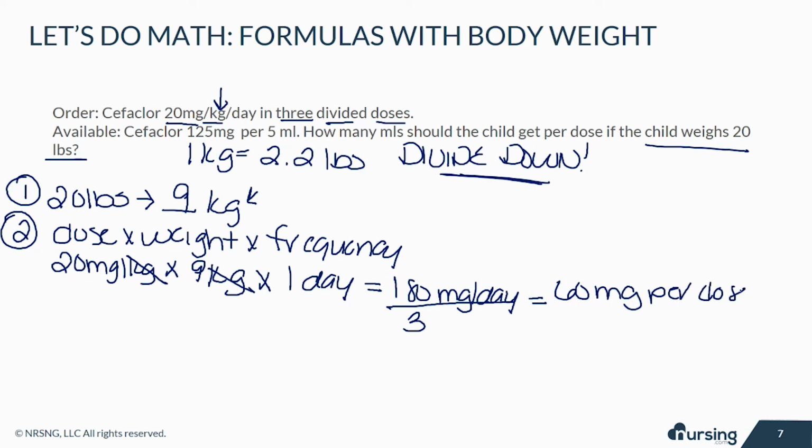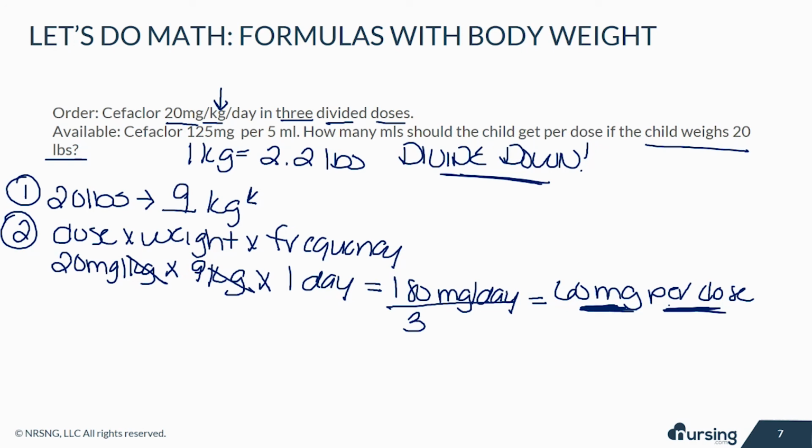And the reason why I write per dose is just so that I understand exactly what it is that I'm doing, okay? You don't necessarily have to write it. You kind of know at this point 180 milligrams in the entire day divided by 3 is 3 solid doses. You're going to give 60 milligrams. Done, right? No, we're not.